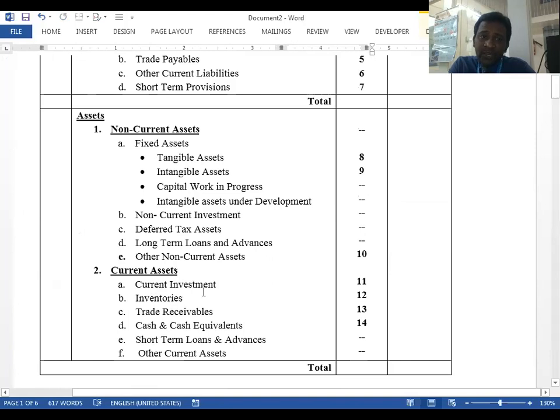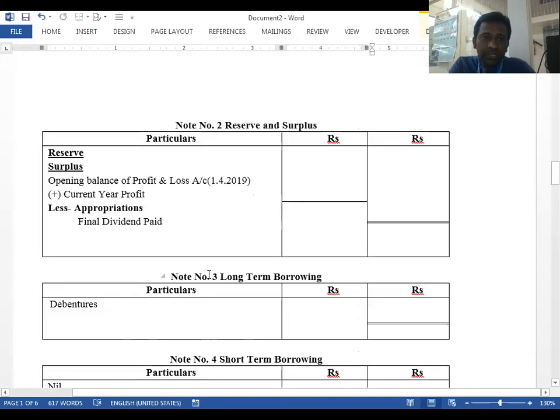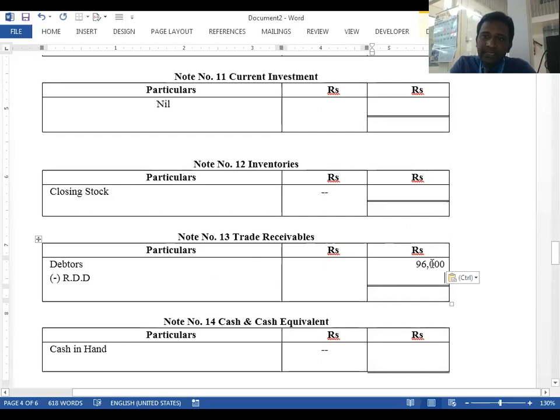Is this current investment? No. Is this inventory? No. Trade receivable, yes. Sundry debtor falls under the note trade receivable, and this is note number 13. So note number 13, trade receivable, see here, debtor 96,000. And the adjustment regarding the RDD is also given there.